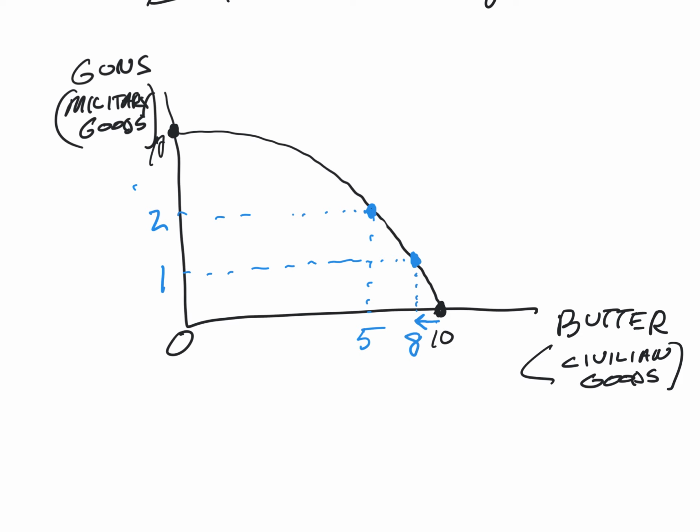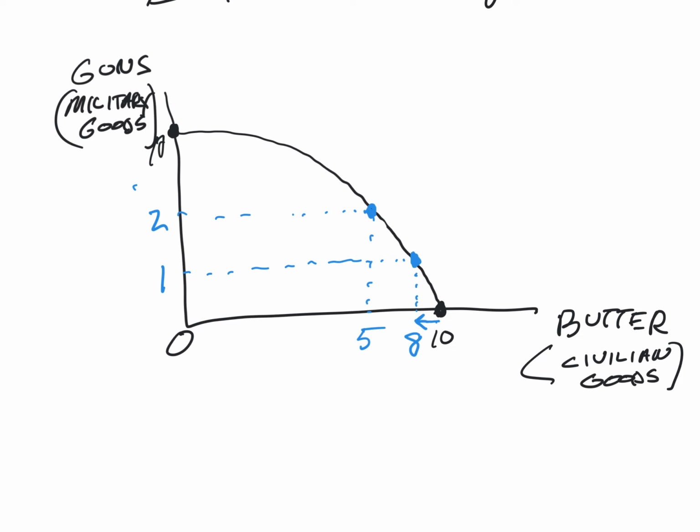So the question is, and we'll talk more about this in the next little video, the first unit of guns, our opportunity cost was 2. We went from 10 down to 8. Our second unit of guns, we went from 8 down to 5. Now, why was the opportunity cost 3, right? So the first unit of guns, the opportunity cost was 2. The second unit of guns, the opportunity cost was 3. Why did the opportunity cost increase?